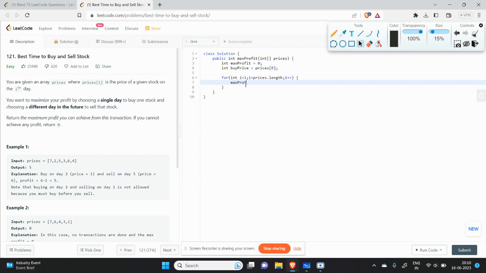Let's try to calculate the max profit. That is simply the max of whatever current max profit we are having, or if we sell at this price, minus the buy price that we are already storing in this variable. And do we need to update our buy price? Yes, because at any point of time we want to keep our buy price as minimal as possible.